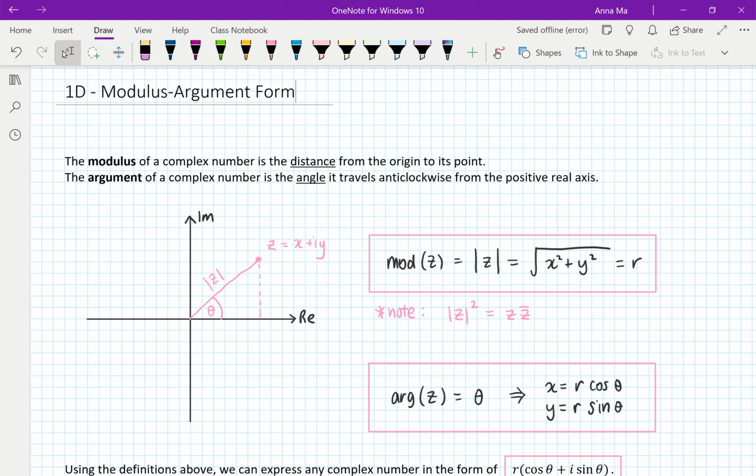Hello Year 12, this is a lesson on exercise 1D, modulus argument form. So as the title says, we need to talk about the two words modulus and argument. So here are the definitions.